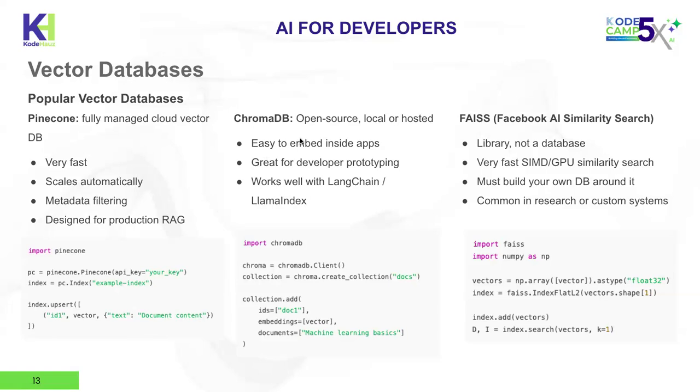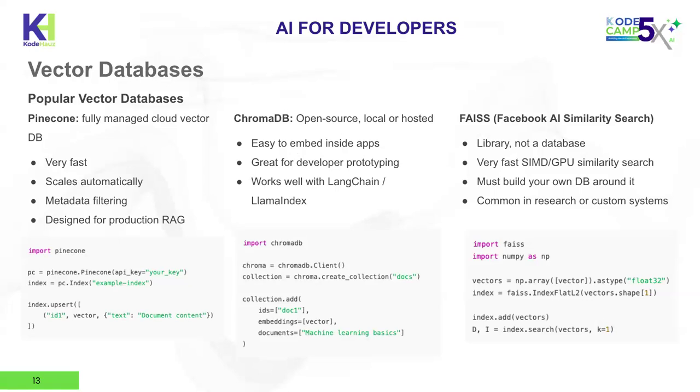Then you have ChromaDB. ChromaDB is open source, so we'll use that a lot. You can have it locally on your own computer, right? So you can run an instance locally, or you can host it on your own VPS or hosting server. Or I think you can also use their cloud version. So you have local or hosted. And it's easy for you to embed inside an app. So it's good for prototyping, and it works very well with LangChain and Llama Index.